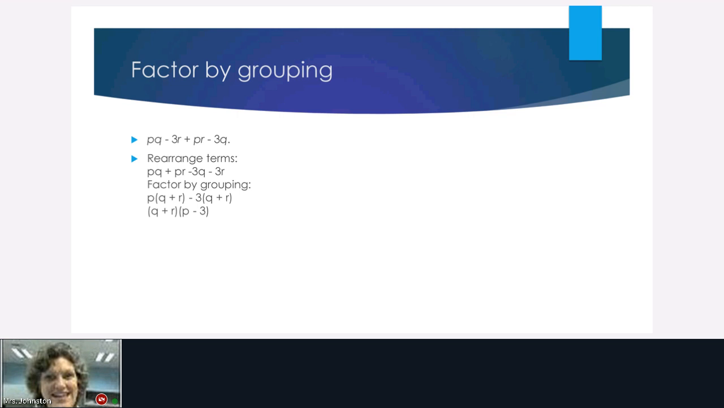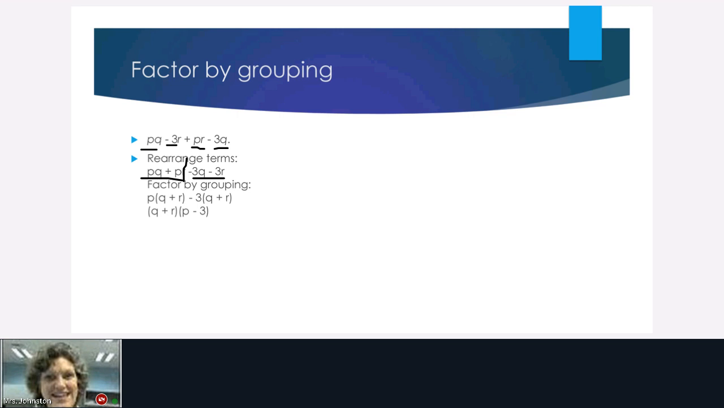So here I've chosen PQ and PR to be together at the beginning, and negative 3R and negative 3Q in the end, because the 2 sets have common factors. Then I'm going to sort of split them up right here. And I'm going to take the P out of the first 2 terms, putting it outside parentheses and leaving the Q plus R inside. Then I have my minus sign. Minus 3 is a common factor for both of these. And if I divide it out of these 2 terms, I'm left with Q plus R inside.